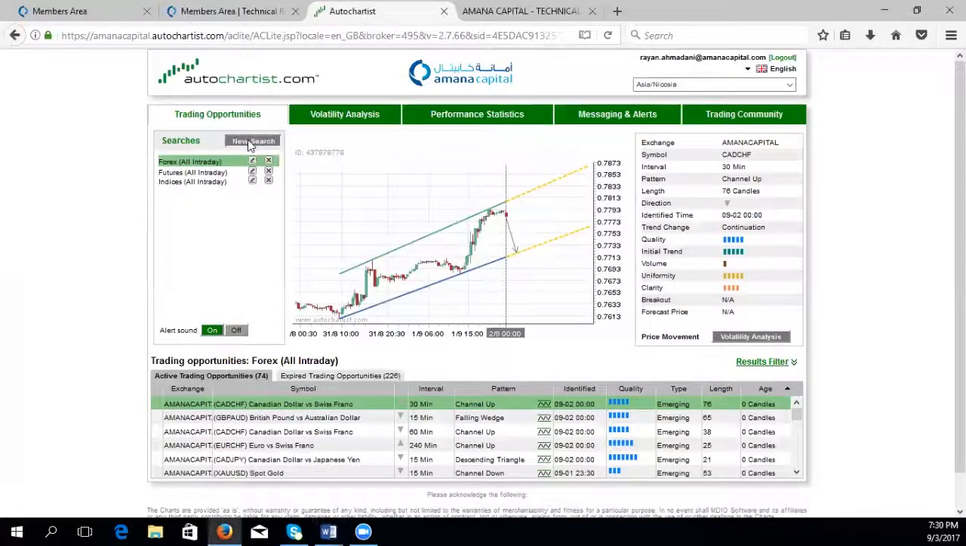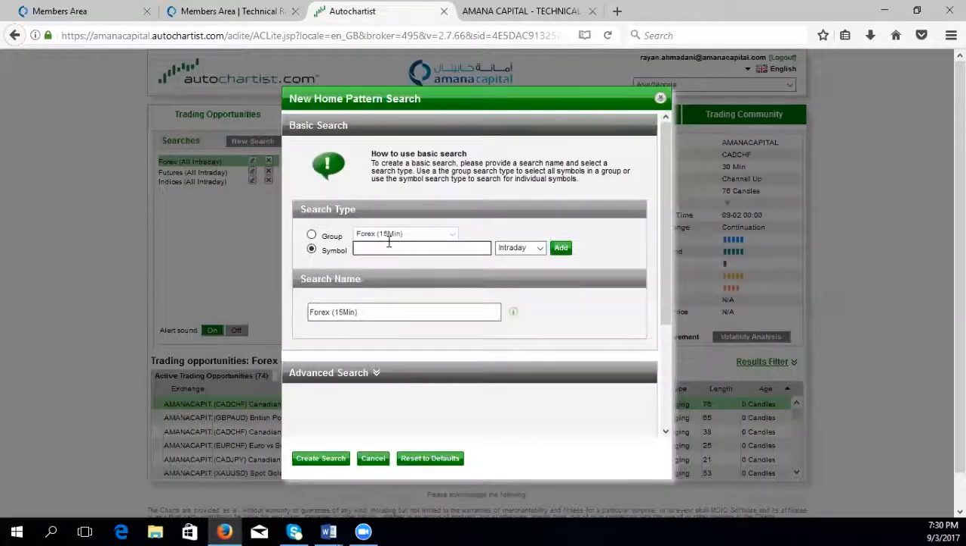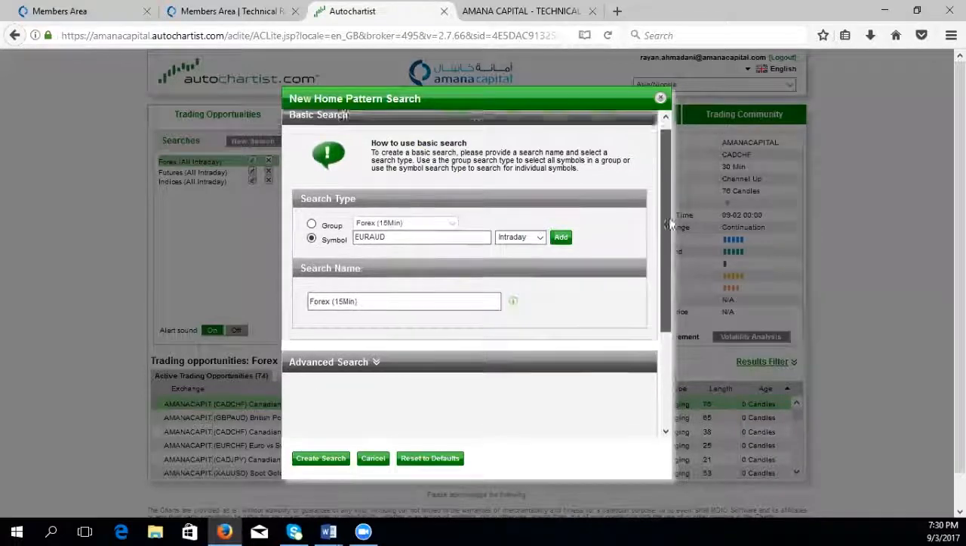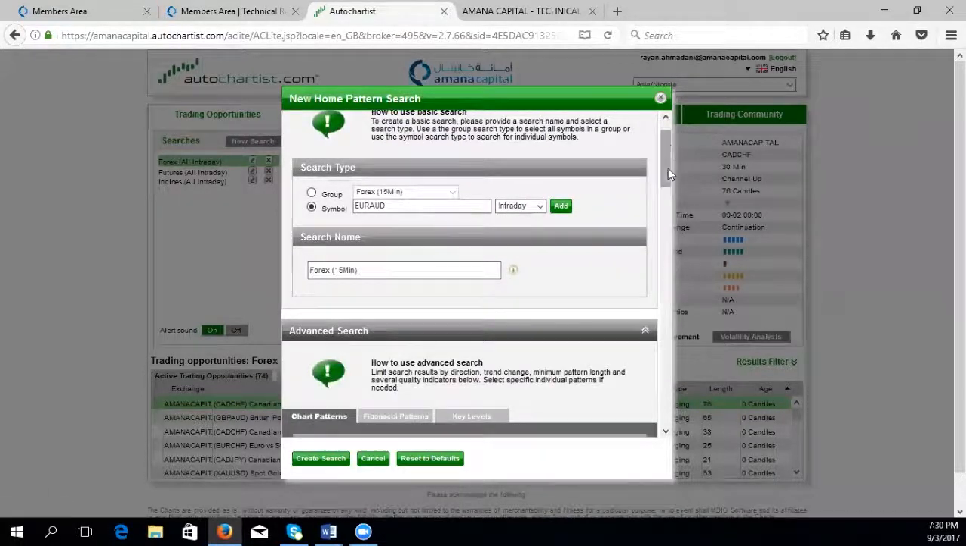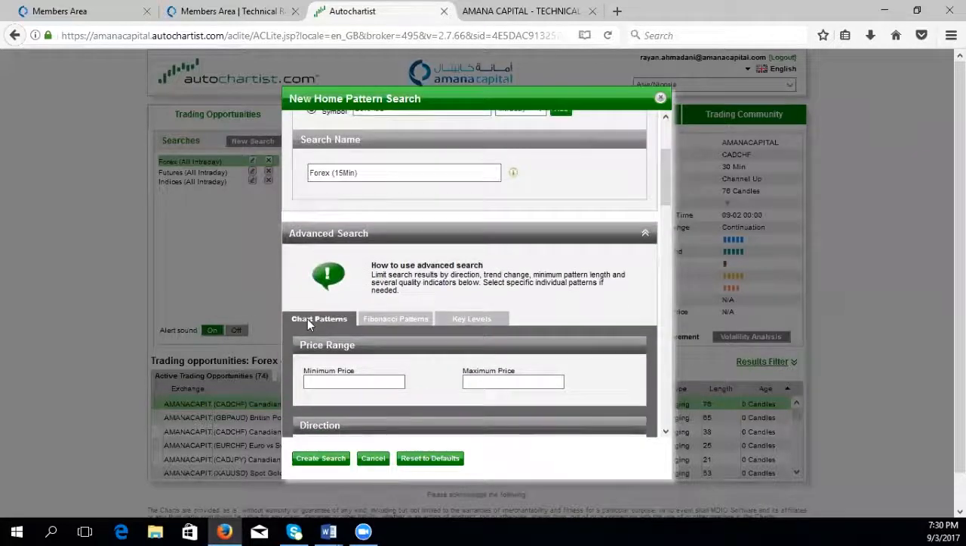So let's see here, new search, for example, Euro Aussie. This is the advanced search. And notice here, these are the chart patterns, Fibonacci patterns, and key levels. And as I said previously, the advanced search gives you the ability to choose certain criteria when setting up a search to filter and further refine search results.